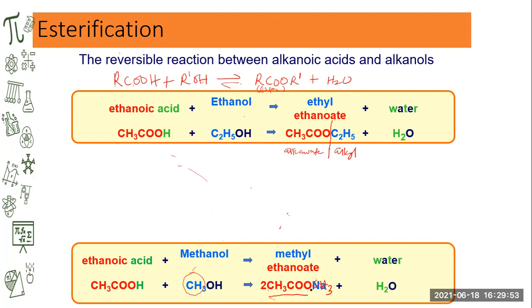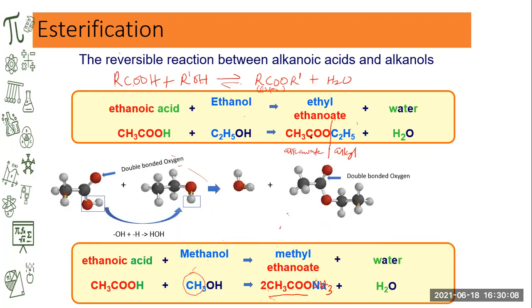Sometimes you may be asked, how do I know what formed these two? Just break it off and add your OH back here, and you have an alkanol. Add your H back here, then you have an alkanoic acid. So basically, we could have a model in this form, where the OH and H combine together to form water.